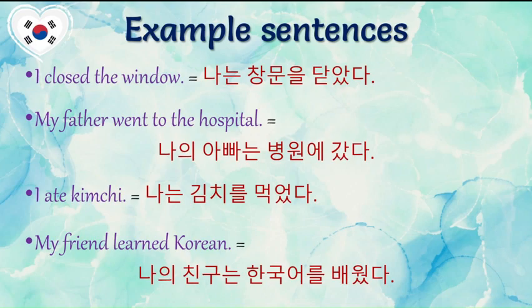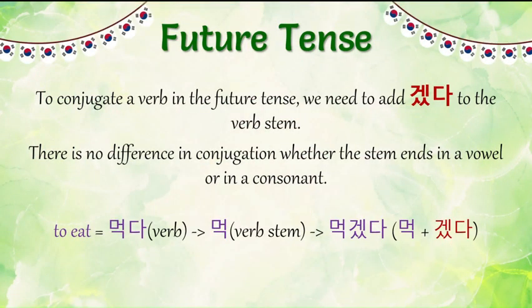Okay, now let's move ahead and talk about the future tense. It is very easy. This is the easiest tense you have to know if you want to conjugate in the plain form. Whatever the ending is, you have to add khetta to the verb stem. If you want to conjugate a verb in the future tense in plain form, just add khetta to the verb stem. There is no difference in conjugation whether the stem ends in a vowel or in a consonant. Okay, unlike we saw with the past and present tense, it does not happen with the future tense, right?